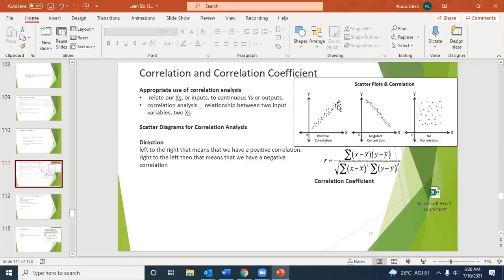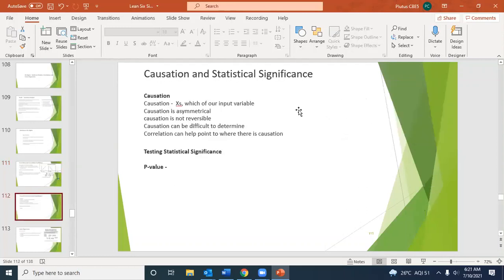Okay, I put a line here, it will come. See, for example, my charge is this much. How much am I going to collect? This will give an indication directly here. That's what we are trying to explain here. Correlation can help point to where there is a correlation.